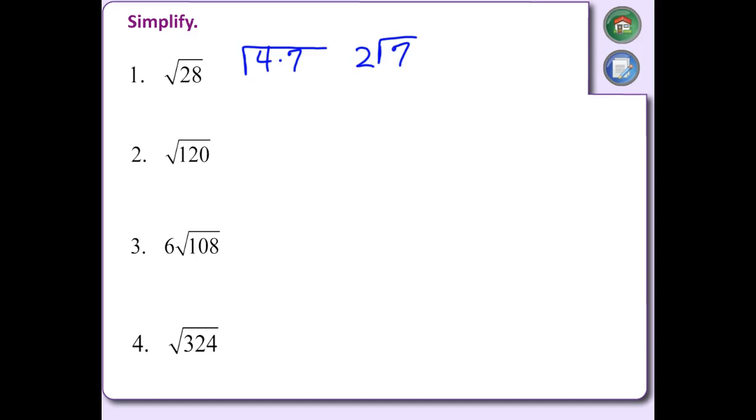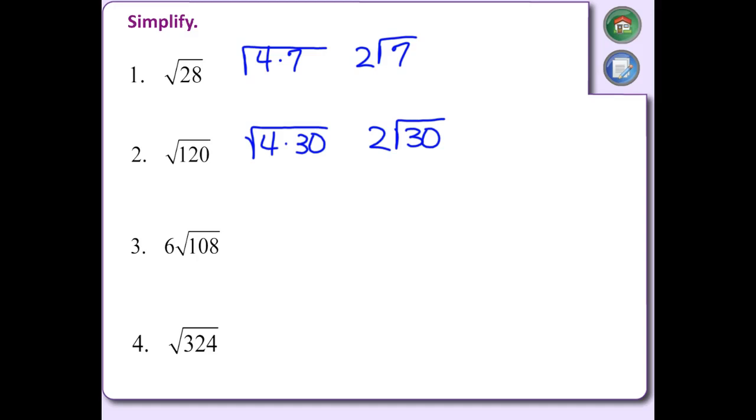If you're looking at number 2, what two numbers? Now, 12 times 10 is not going to help me. Neither one of those is a perfect square. There it is. Okay, so we're going to say 4 times 30. The square root of 4 is 2. Now, can I simplify 30? Well, if you think about it, 1 and 30, that's not going to help me. 2 and 15, 3 and 10. So square root of 30, that's in simplest form.